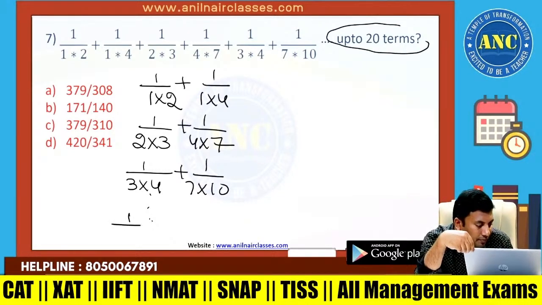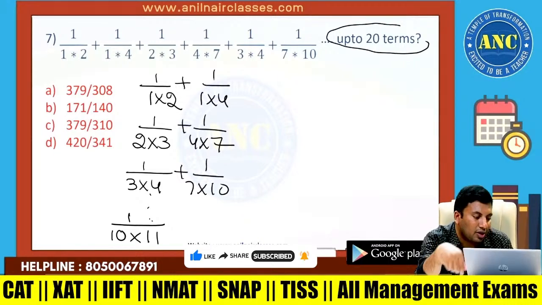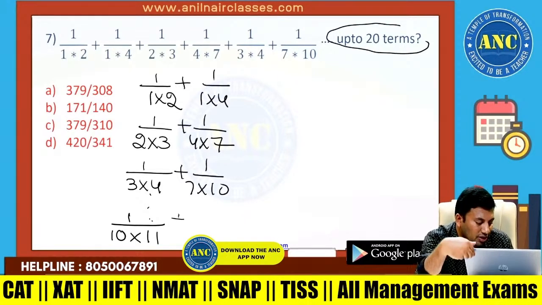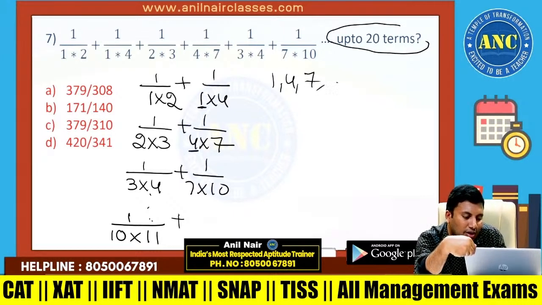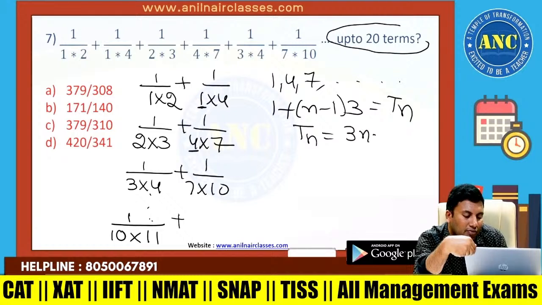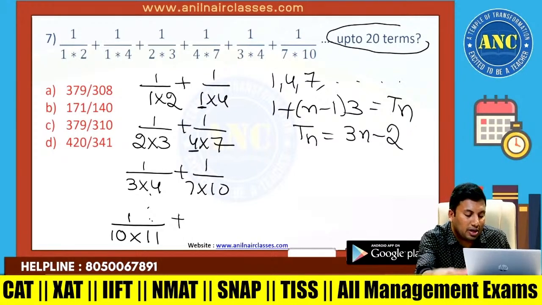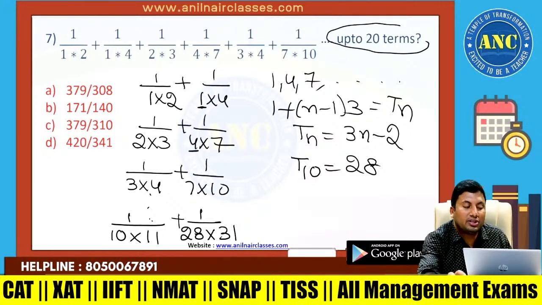So 10th term, 2, 4, 6 or 8. So 19th term will be 1 by 10 into 11. I hope it is clear. Now, the first numerical values will be 1, 4, 7, 10 and so on. So a plus n minus 1 into d. So this is Tn. So Tn is nothing but 3n minus 2. So if I require the 10th term, 30 minus 2, 28, and so on up to 1 by 28 into 31.